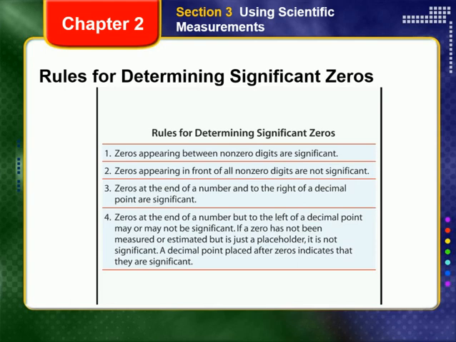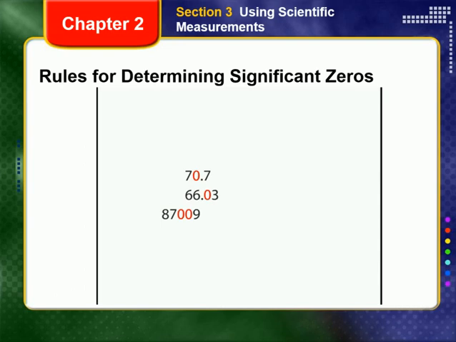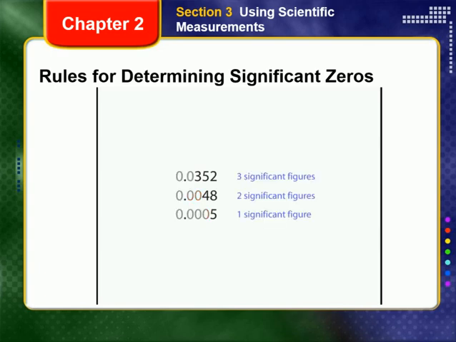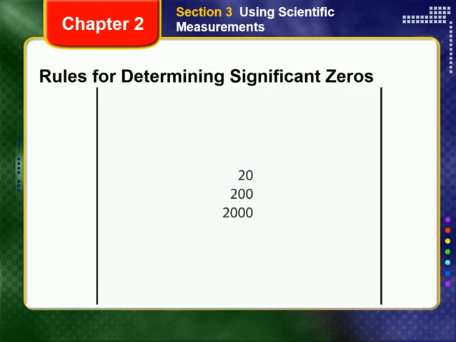Rules for finding significant zeros help you ensure that the numbers you report are accurate. Zeros appearing between non-zero digits are significant. We count these zeros when determining significant zeros. Zeros appearing in front of non-zero digits, however, are not significant. We ignore these zeros when determining the number of significant figures. Zeros appearing at the end of the number and to the right of the decimal point are significant. These zeros are only written as part of the number when they are significant. Zeros to the left of the decimal place, however, have to be written whether or not they are significant in order to designate their place.